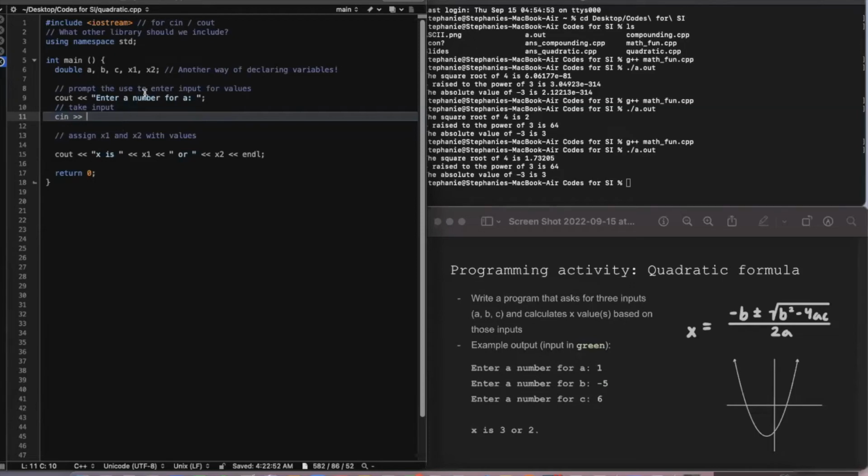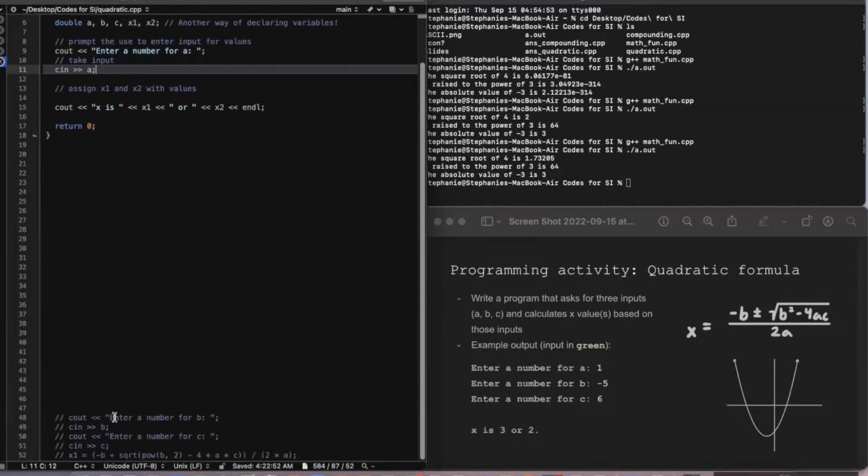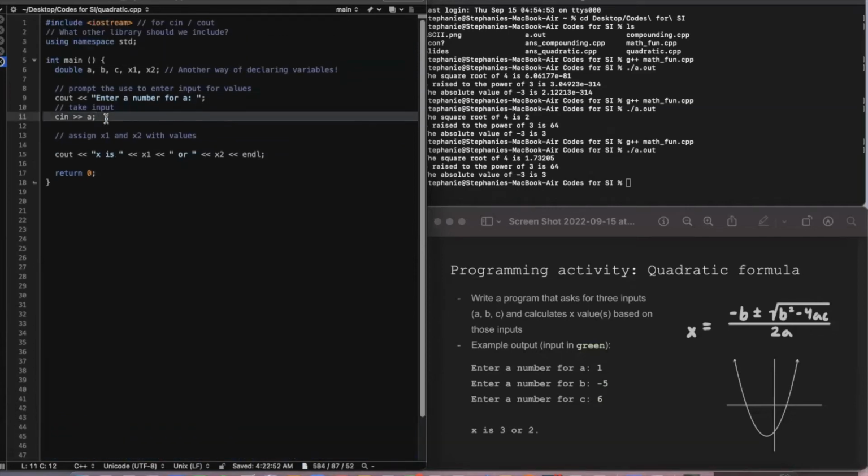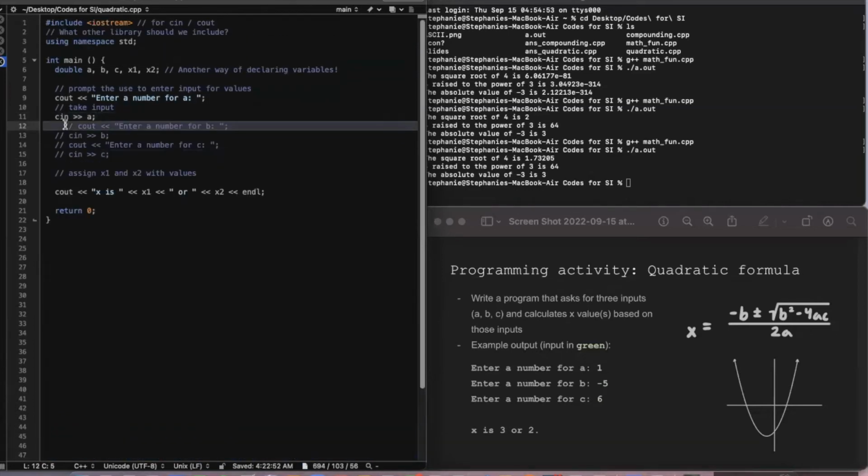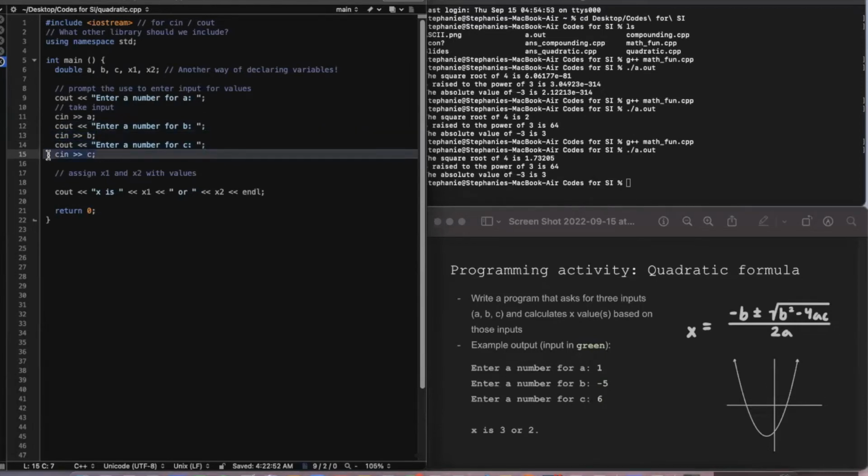So if we're taking input for A, we'll store it in the variable A, and then just end with a semicolon. All right, so I'm going to spare you guys watching me type for the next 5 hours. So I have gone ahead and written the next 2 input statements. These are by the same syntax where we did cout, enter a number, and then input for that number. Cout, enter a number, and then input for that number. So it's always prompt, input, input.